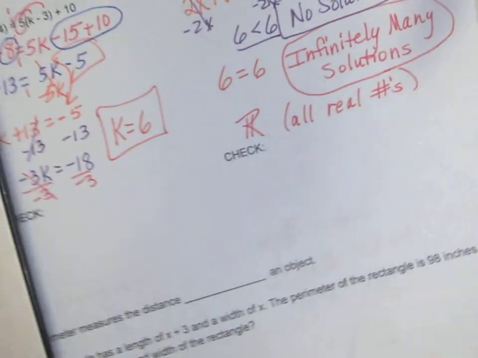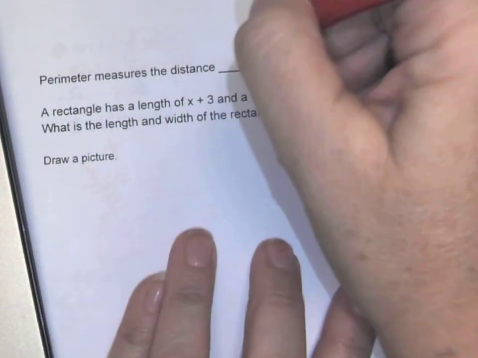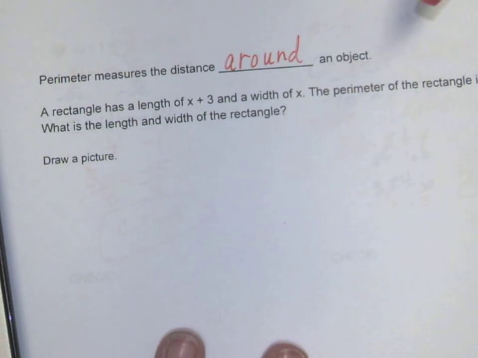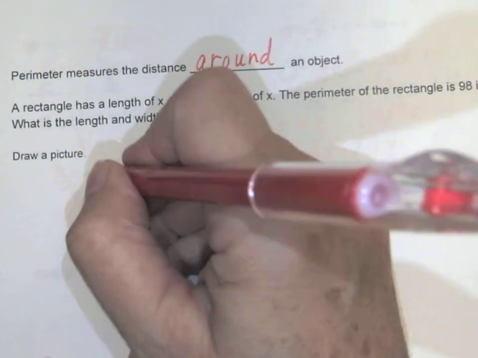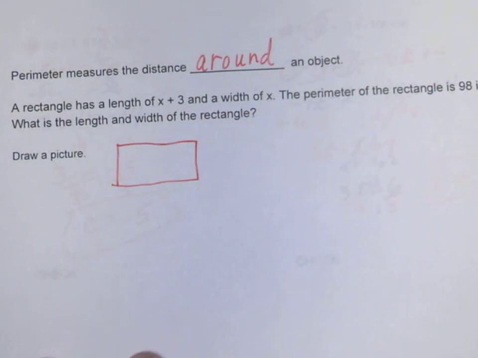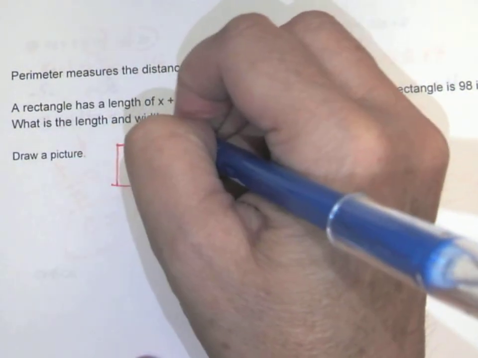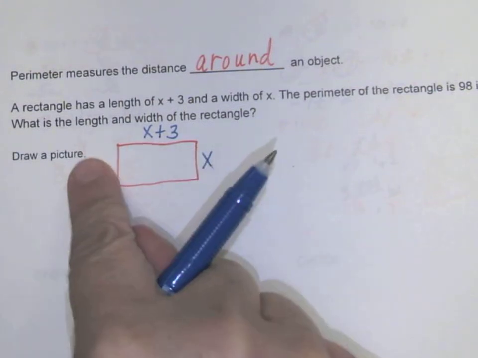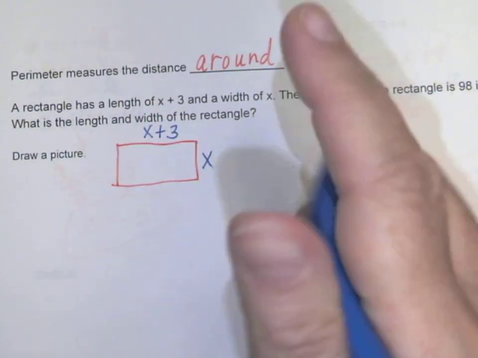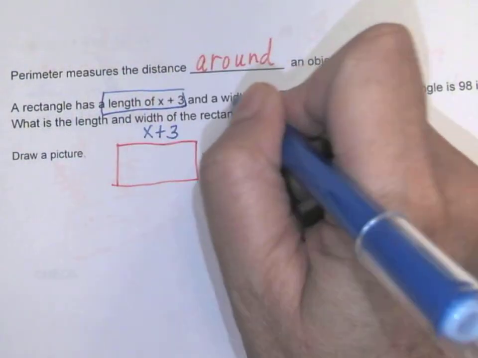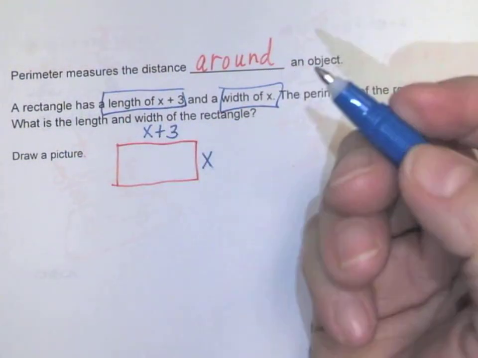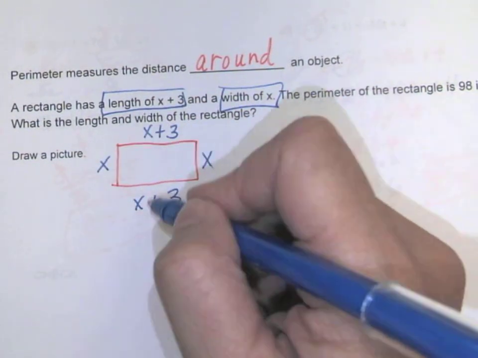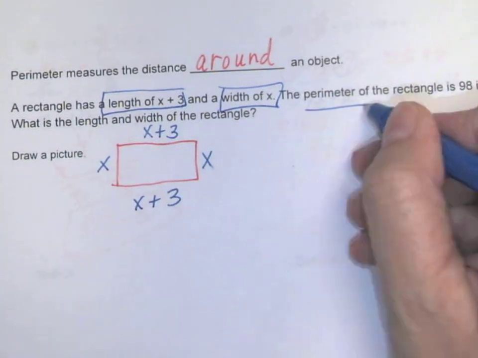Okay, one last example. Perimeter. Perimeter measures the distance around an object. Perimeter is found by adding all the sides. You learned that in 3rd grade, and it's still true. It didn't go away. I want you to draw the picture. The reason I want you to draw the picture is I want you to label your length and your width, because I want you to remember that a rectangle has 4 sides. Those aren't the only 2 sides. If you didn't draw the picture, you might just add these 2 and forget that the rectangle has 2 more. So let's label this one and this one. By definition of a rectangle, we know those are the same. But the perimeter is 98.